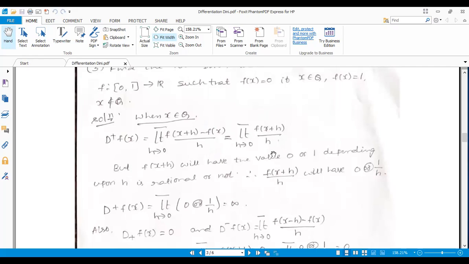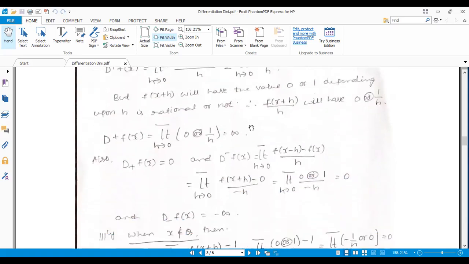You know that there are two possibilities for this. One of them is 0, another one is 1, depending upon the value of h, meaning whether it is rational or irrational. Then there is a possibility of 0 or 1 by h. 1 means you get 1 by h, and 0 means it is rational. Similarly, D plus of f of x becomes the limit superior of 0 or 1 by h. If h tends to 0, then this becomes infinite. Infinity is the largest value, so we can take infinite. Then D plus of f of x is equal to infinity.